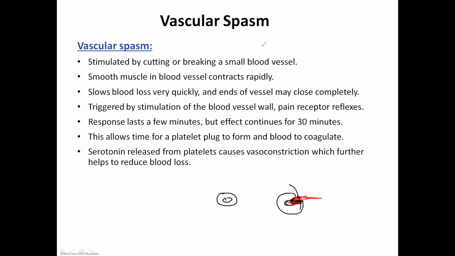We're trying to make the blood loss a little bit slower, or at least slow it down if it can. The ends of the vessel may actually close completely. This is triggered by the vessel wall, by pain receptor reflexes. It can last a couple of minutes, but it can continue its effects for up to 30 minutes. This allows time for the other steps to come in and allow blood coagulation to take place. It kind of holds it off, if you will.